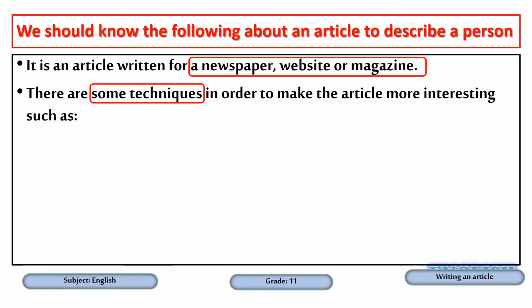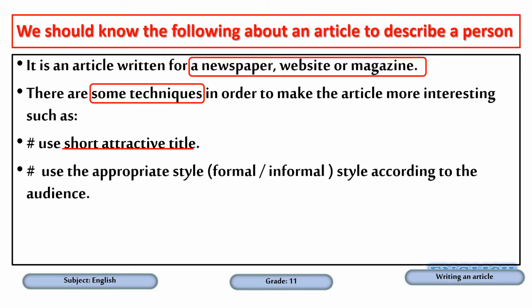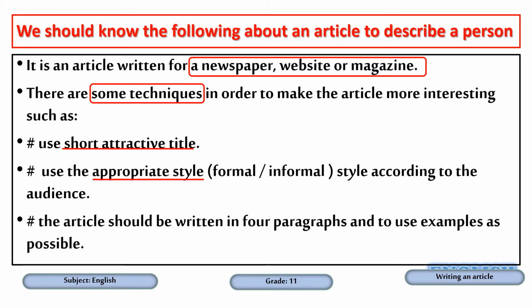Dear students, bear in mind that there are some techniques that should be followed in order to make your article more interesting, such as the title should be short and attractive. You should decide the appropriate style. Are you going to use formal language or informal language? In other words, if you are going to write the article to your classmates or friends, in this case, you should use informal language, but if you are going to publish your article on a website, for example, in this case, it's preferable to use formal language.